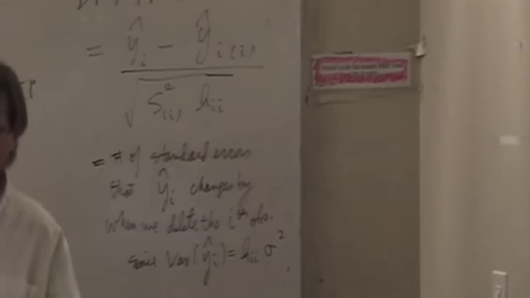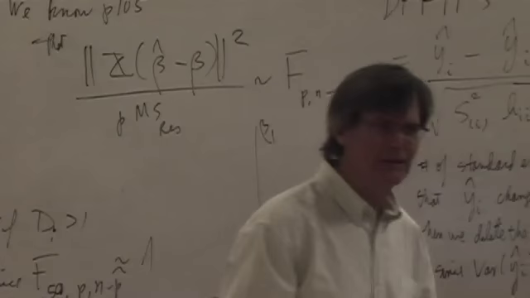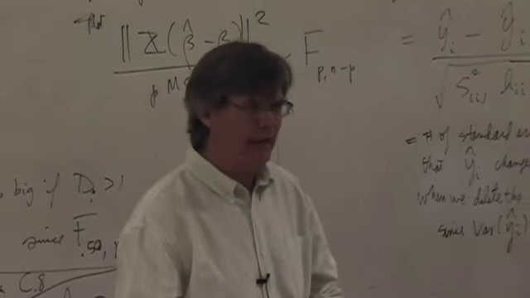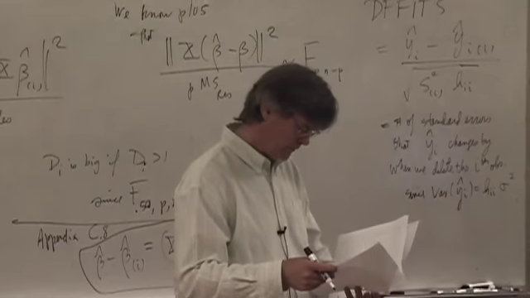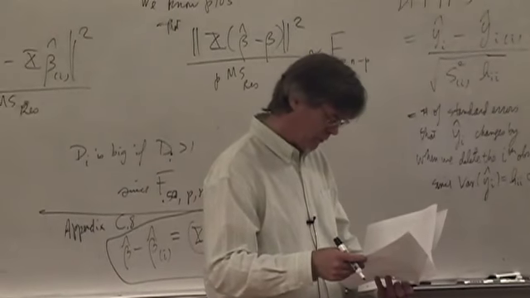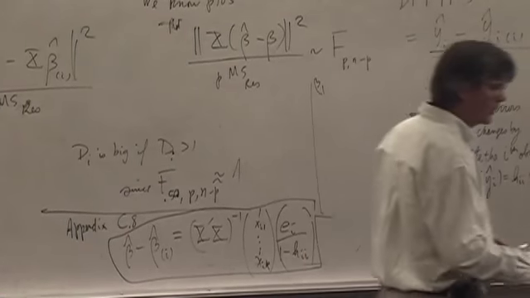So that's what the deleted fits thing is. And then they have a cutoff for that, and they don't really motivate the cutoff for that. I think the cutoff for that is 2 times the square root of p over n. That's the suggested cutoff.